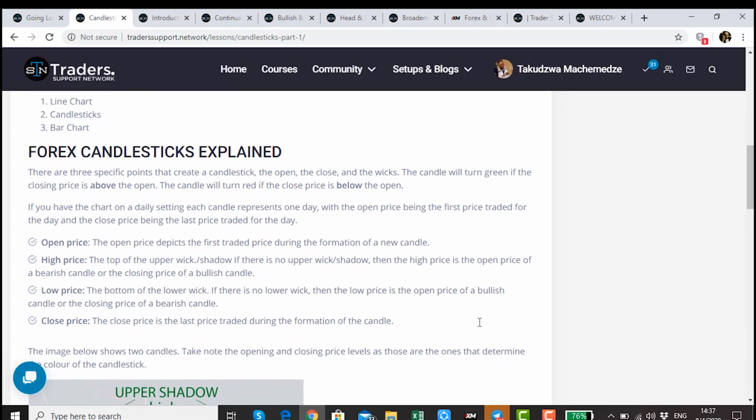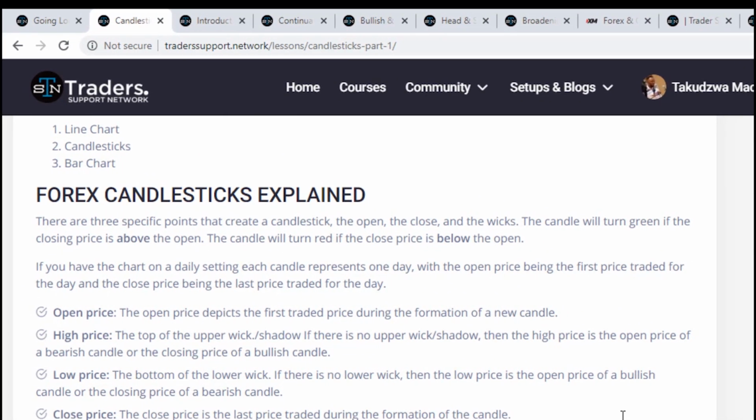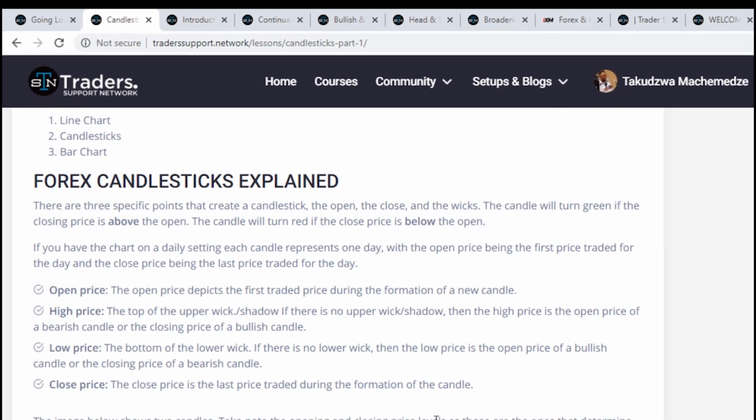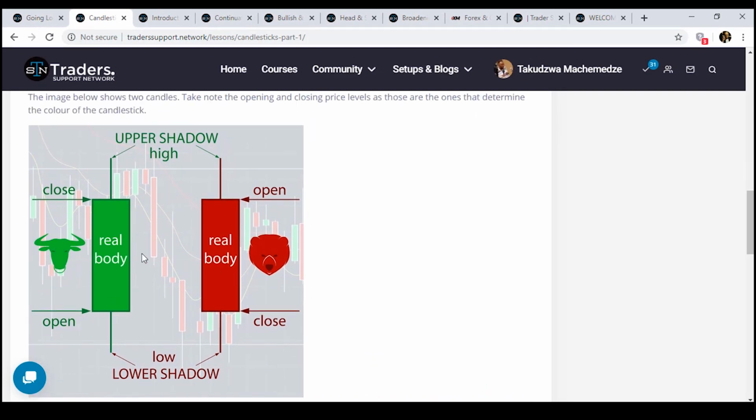You'll also be able to tell a story from just one candlestick by being able to know where the opening price is, where the highest price is, where the lowest price is, and the closing price. Take a look at this. It's a very, very detailed example.